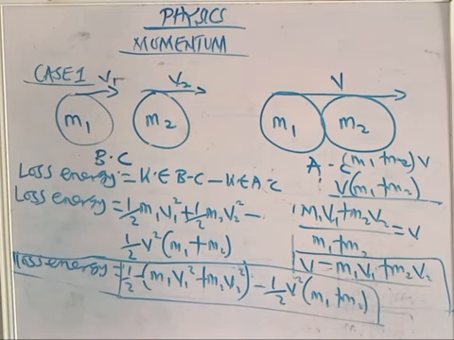Of course, you should know that an elastic collision is a collision whereby momentum and energy are conserved. While in the other one, momentum is conserved, but energy is not conserved. So that is how to go about that.